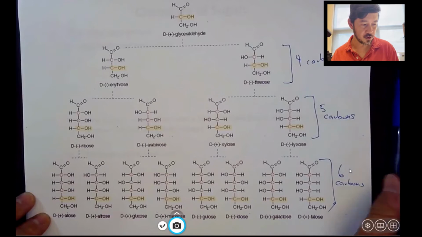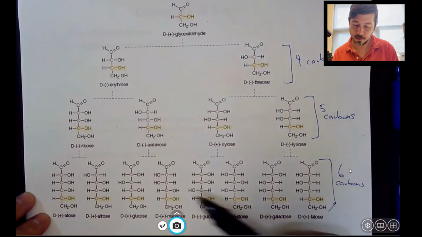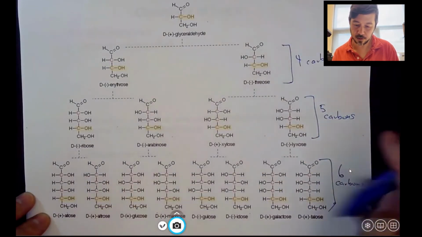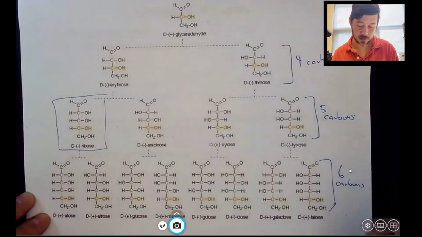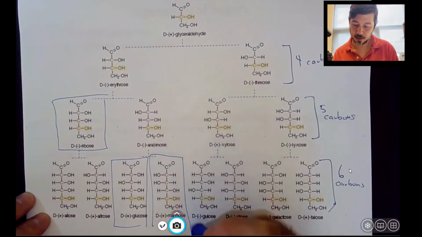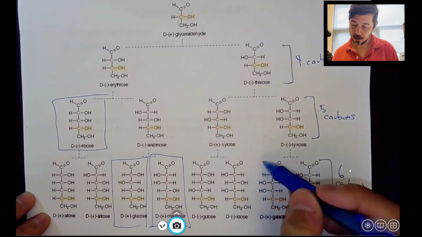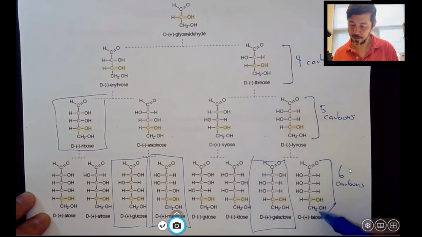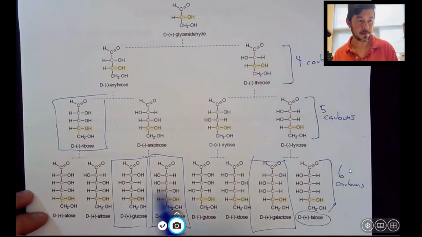A couple sugars that we will probably spend more time on than other sugars are things like ribose, glucose, mannose, galactose, and maybe a little bit of talose.